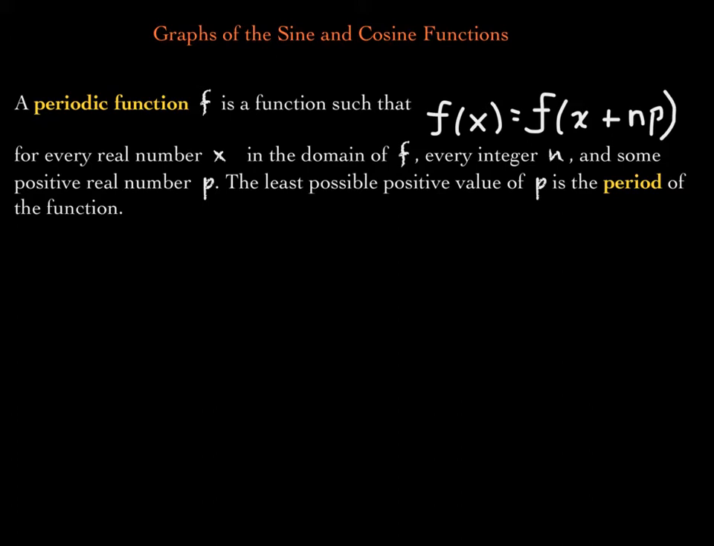A periodic function, f, is a function such that f of x is equal to f of x plus np for every real number x in the domain of f, every integer n, and some positive real number p. The least possible positive value of p is the period of the function. Now, I want you to understand that when we say it's a periodic function, what we mean by that is these functions, like sine and cosine, have values that start to repeat in regular intervals or periods.